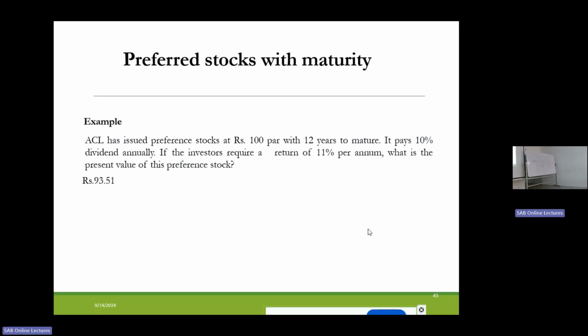Like the bonds, the teachers are saying. The difference between bonds and preference shares is that the risk for preference shareholders is high compared to bondholders. Because in a bankruptcy situation, debt holders, bondholders have priority over the preference shareholders.